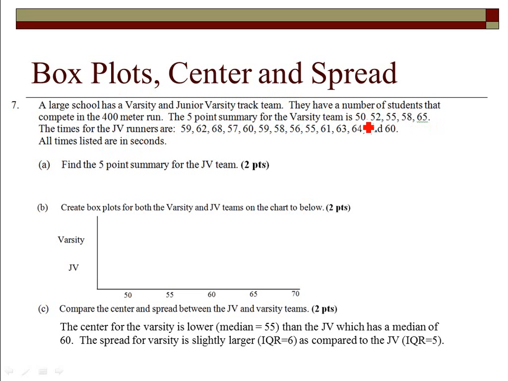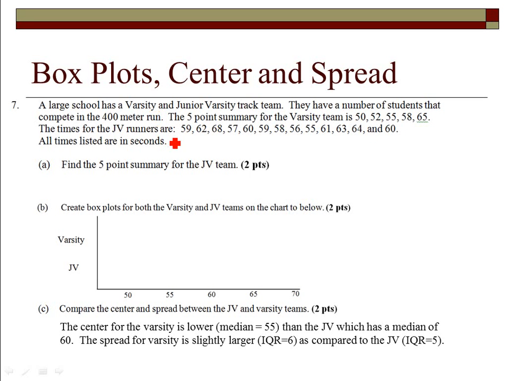So what this 5-point summary means, 50 is the minimum, 55 is the median, 65 is the max. 52 is the first quartile, that's like the 25% point. 58 is the third quartile, that's like the 75% point.